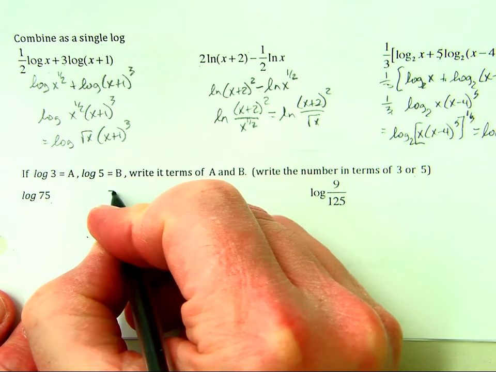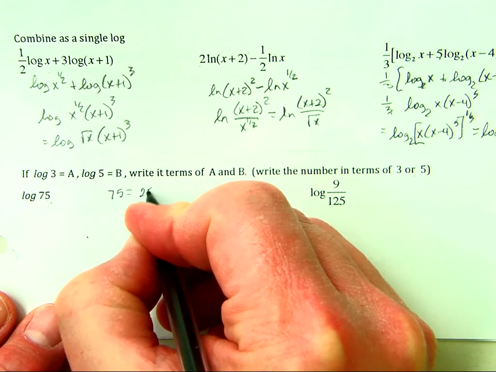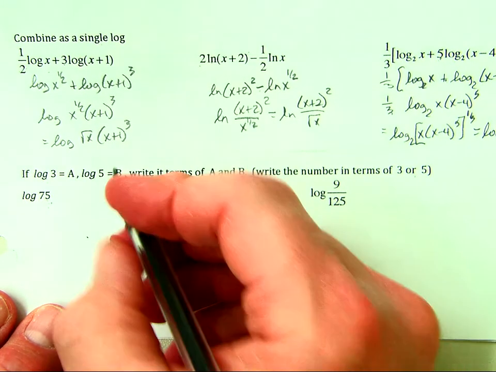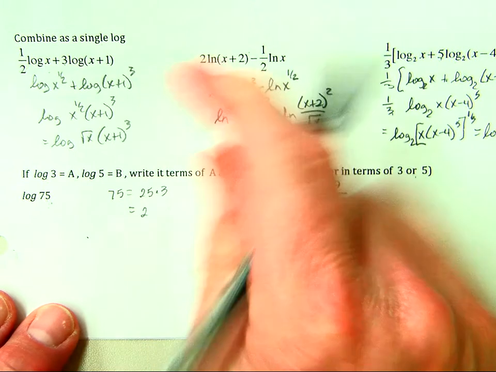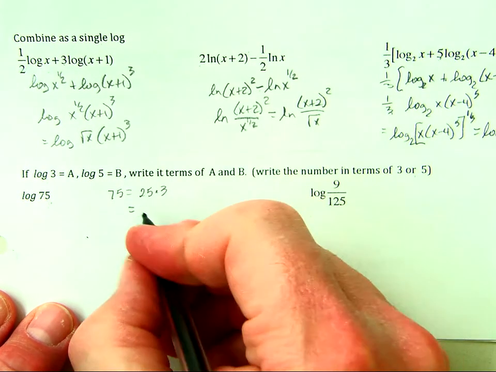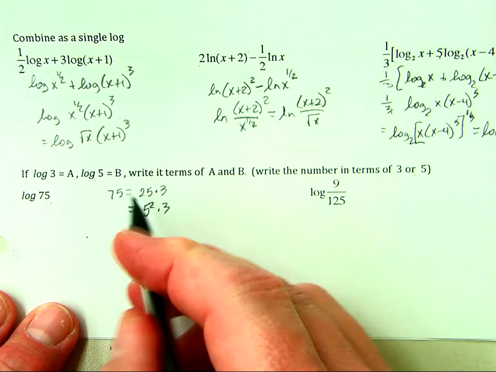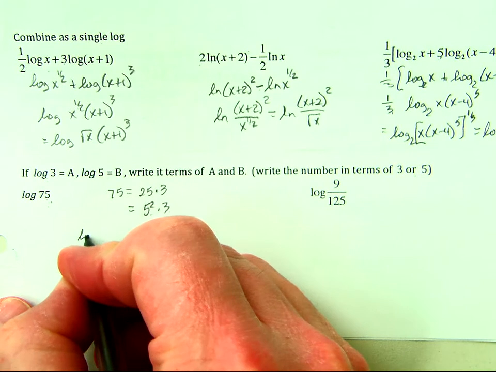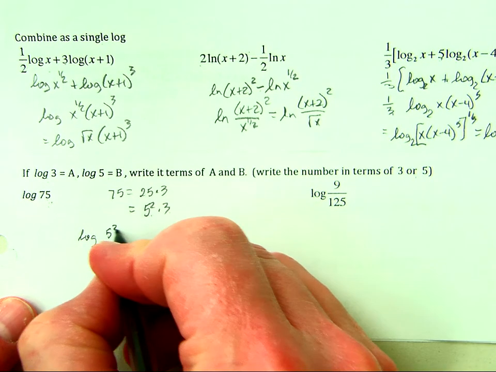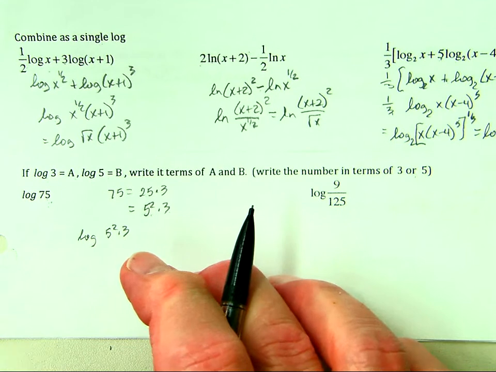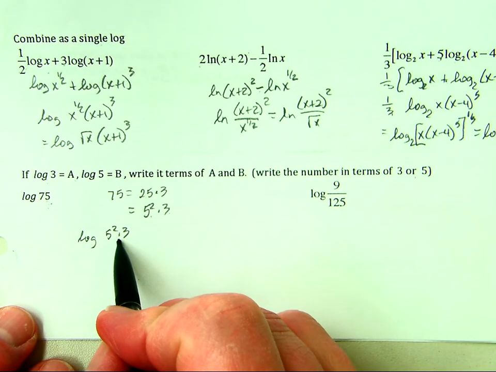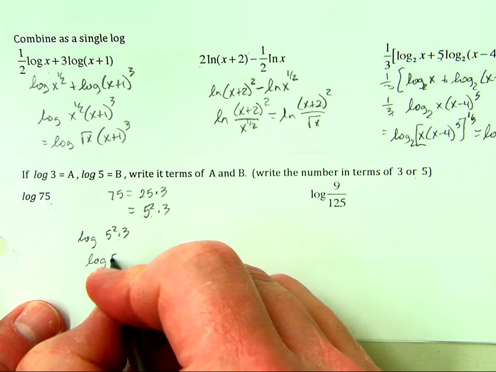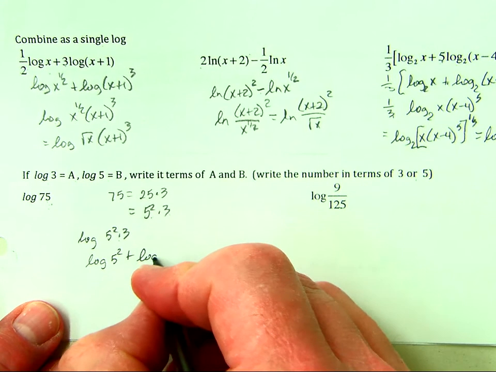Well, let's see. We know 75 is the same as 25 times 3. So there's a 3, so that looks good. 25 is 5 squared. So we could write 75 as 5 squared times 3. Well, let's do that. Instead of the log of 75, let's do the log of 5 squared times 3. Well, here we're multiplying those 2. So if we want to separate this into separate logs, we're going to add. So we take the log of the first plus the log of the second.